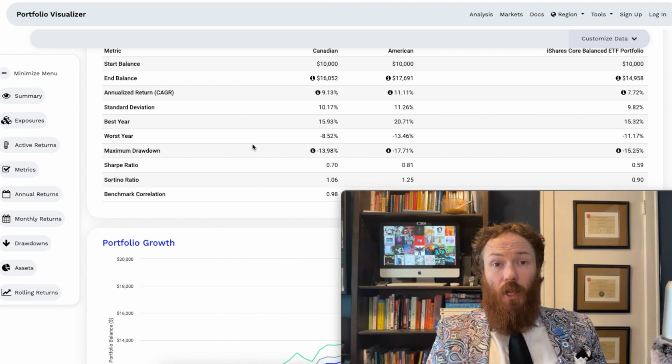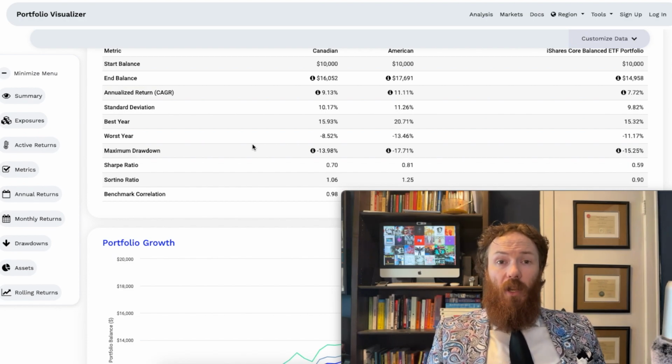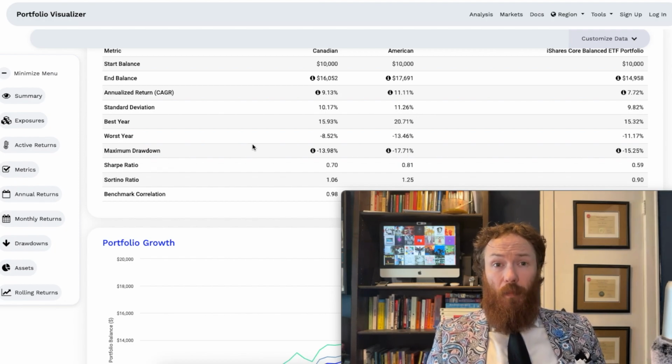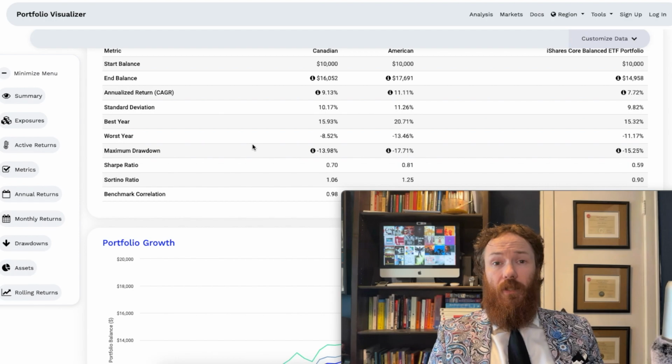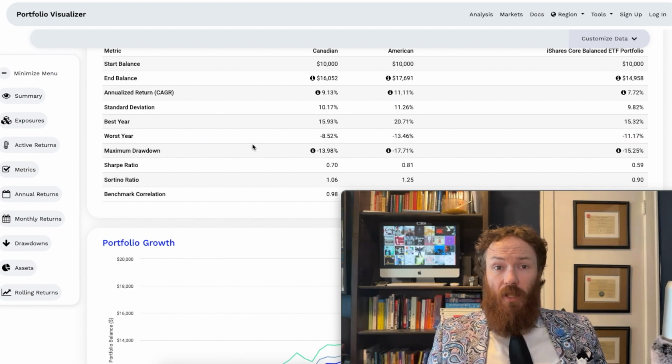Now for the benchmark, I chose XBAL. Basically, we're trying to compare a 60-40. Now technically, these two portfolios, in my opinion, are safer. You're more diversified and your money is in cash. It's a place to sell from in those giant downturns. And what we can see is these two portfolios outperformed XBAL.